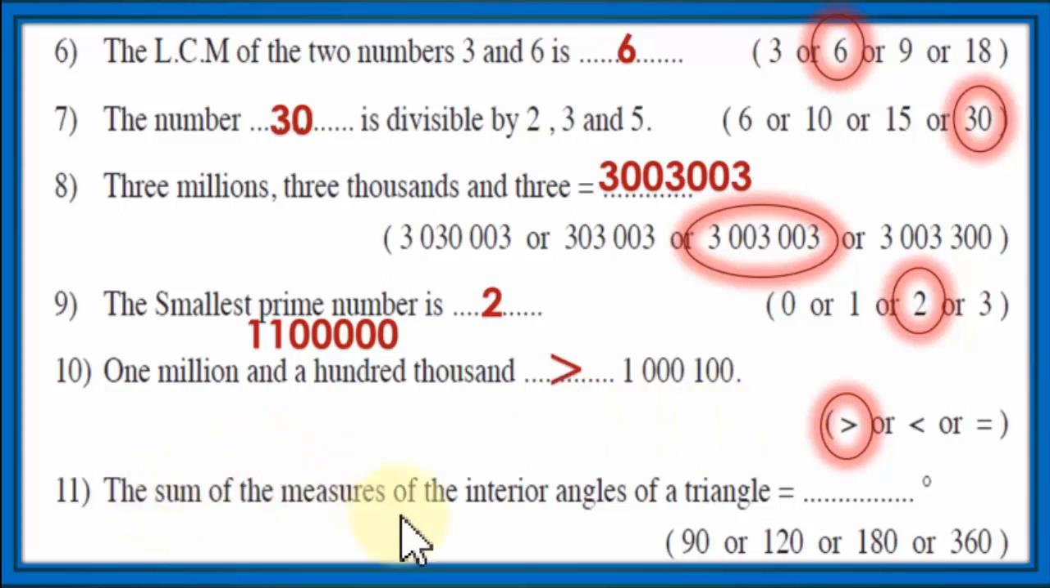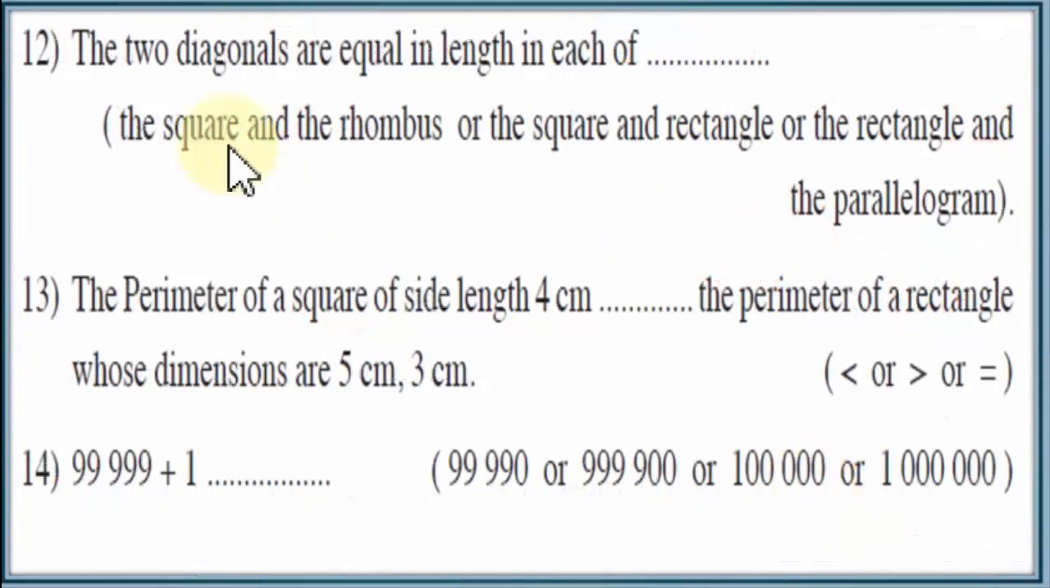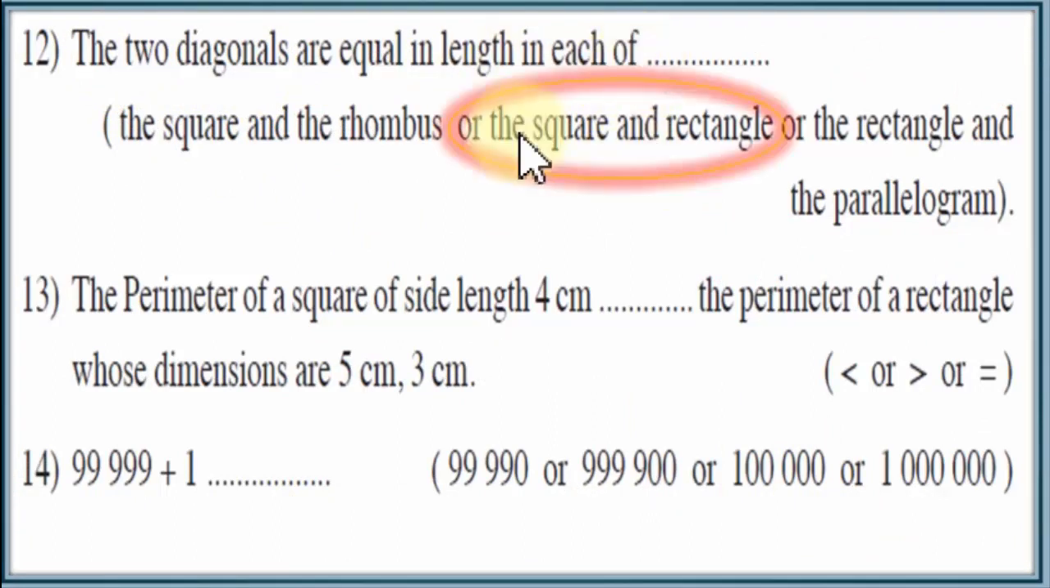Now the sum of the measures of the interior angles of a triangle equals, of course, 180. The two diagonals are equal in length in each of, that's right, the square and rectangle.